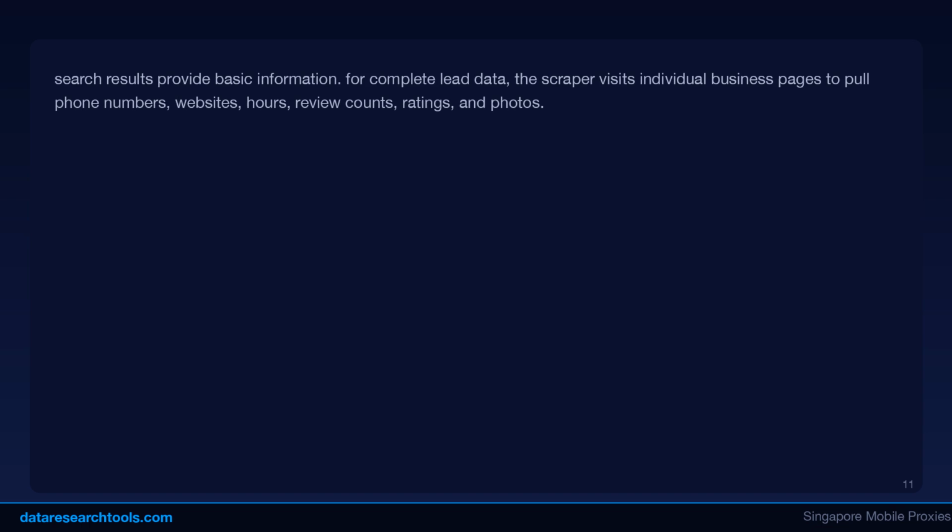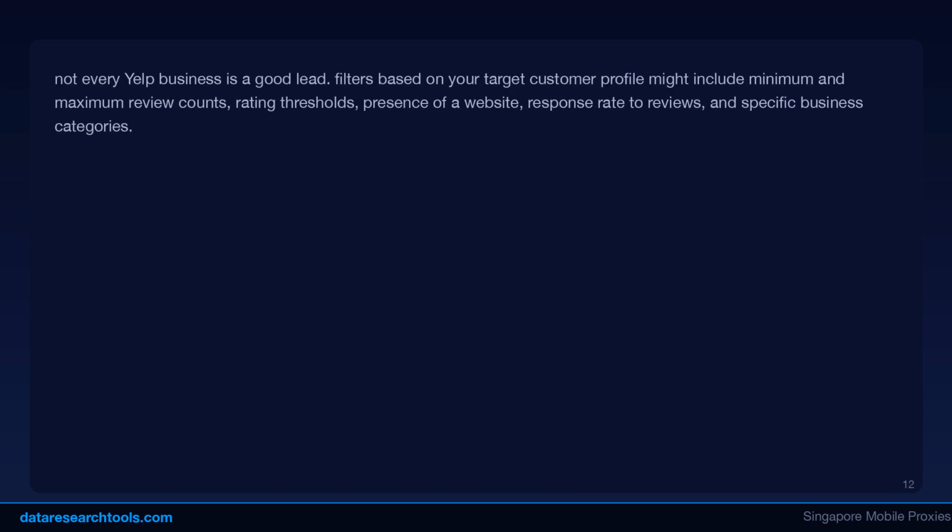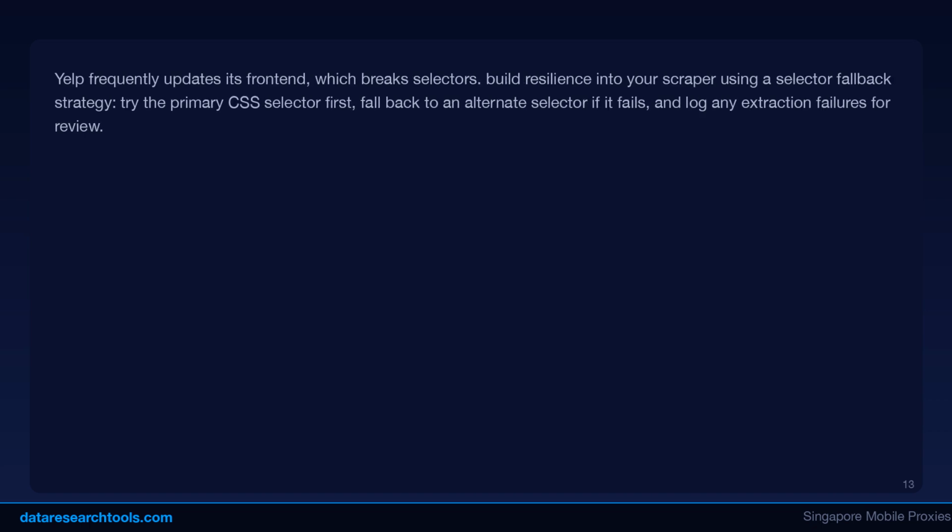Search results provide basic information. For complete lead data, the scraper visits individual business pages to pull phone numbers, websites, hours, review counts, ratings, and photos. Not every Yelp business is a good lead. Filters based on your target customer profile might include minimum and maximum review counts, rating thresholds, presence of a website, response rate to reviews, and specific business categories.